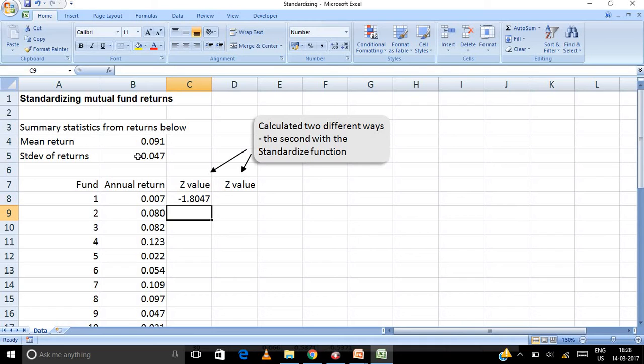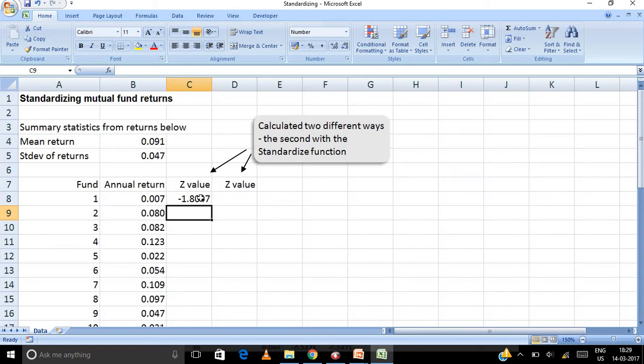So I'm getting the Z value minus 1.8047. Now a very important thing you have to understand: any Z value which is negative falls on the left side of the mean. Any Z value that's positive lies on the right side of the mean, because the mean is 0. You have 3 positive standard deviations on the right side, that is 1, 2 and 3, and you have 3 negative standard deviations on the left side, -1, -2 and -3. So if I get minus 1.8047, this tells me that this would lie on the left side of the mean.